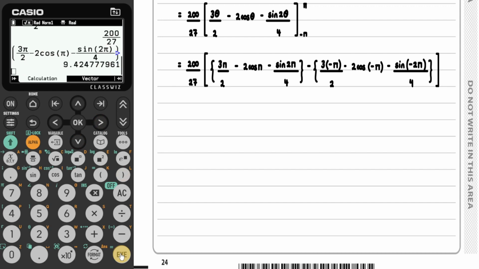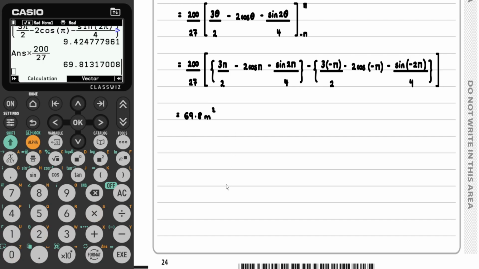and then I times this by 200 over 27, so we get 69.81 etc. meters squared.